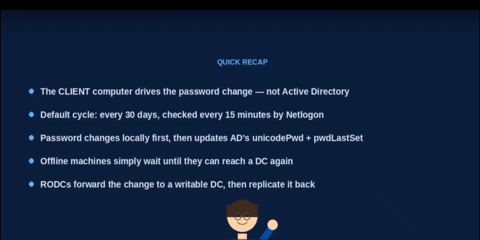So let's quickly bring everything together. The client computer, not Active Directory, starts the password rotation process. By default, that happens every 30 days, with Netlogon checking every 15 minutes. The new password is generated locally, securely stored in Active Directory, and protected with a temporary local backup. Offline machines simply wait until they reconnect, while RODCs forward the password update to a writable domain controller. Once you understand this workflow, troubleshooting machine account trust issues becomes much easier because you know exactly what's happening behind the scenes.